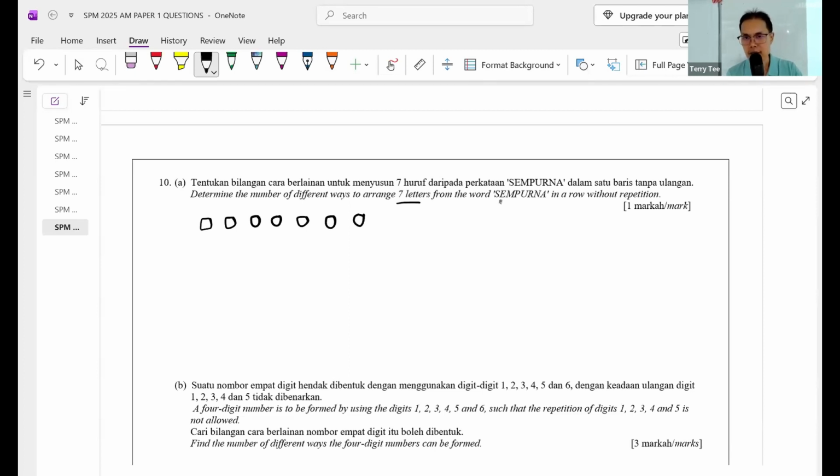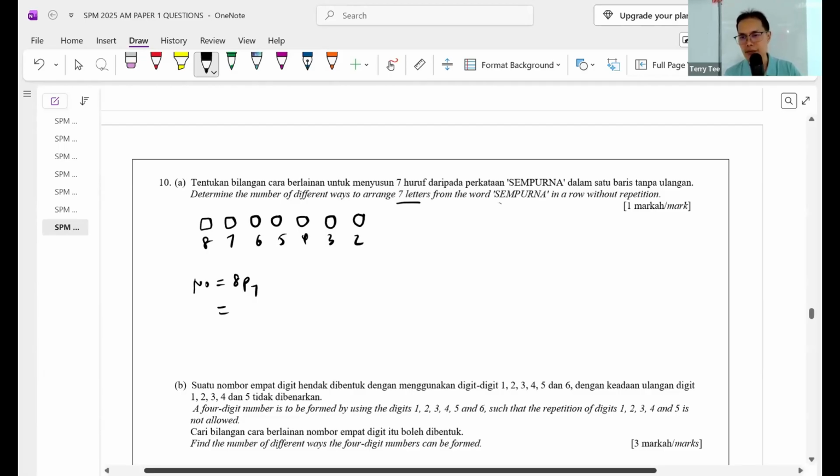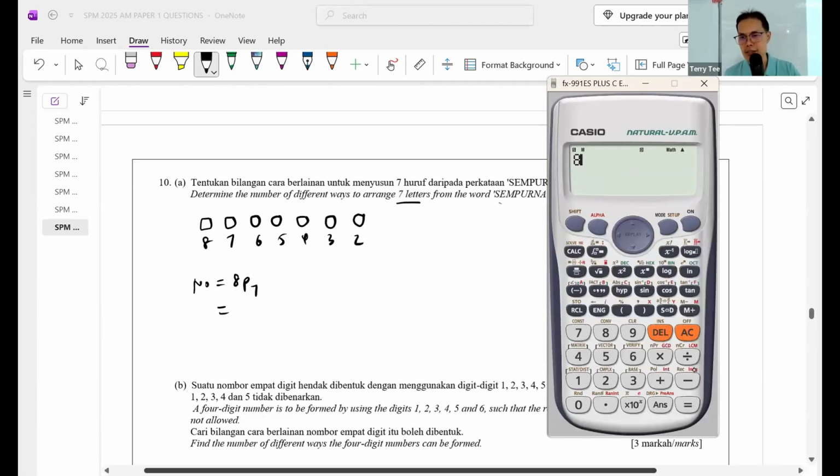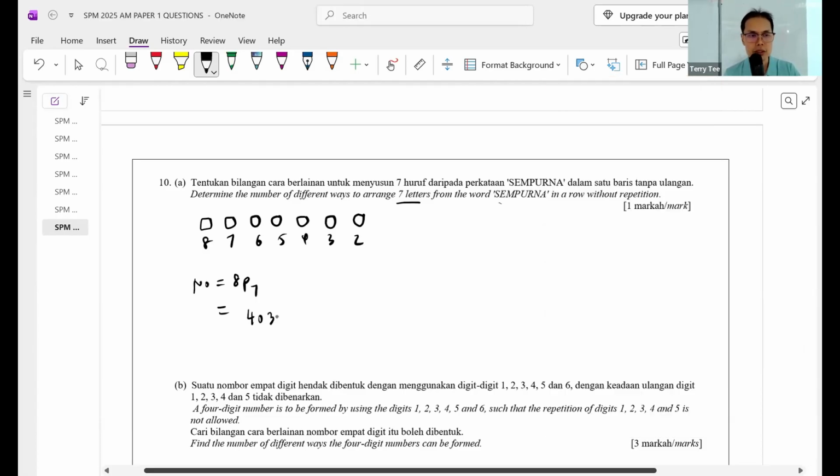Sempurna got 8, they're all different letters, no repeating letter, right? So 8, 7, 6, 5, 4, 3, 2. Do you need to draw this? No need. We just say 8 arrange 7. 8 arrange 7 actually is the same as 8 factorial. You get the same answer as 8 factorial. 8P7 is 40320.